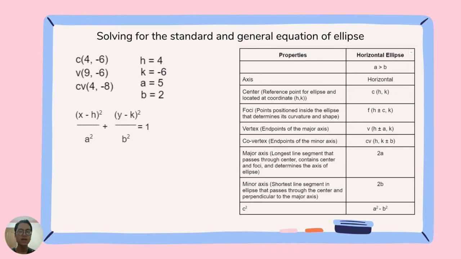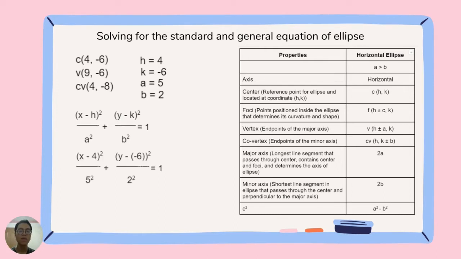Now we are going to substitute the values to the standard equation of an ellipse, which is (x minus h) quantity squared over a squared plus (y minus k) quantity squared over b squared equals 1.